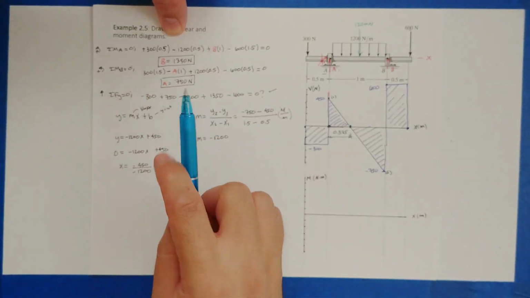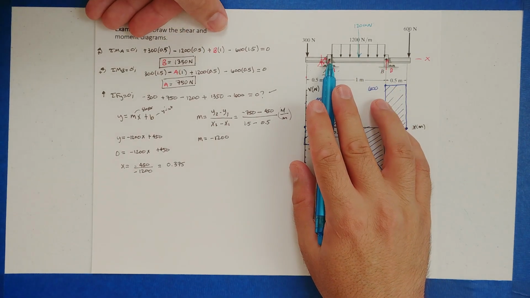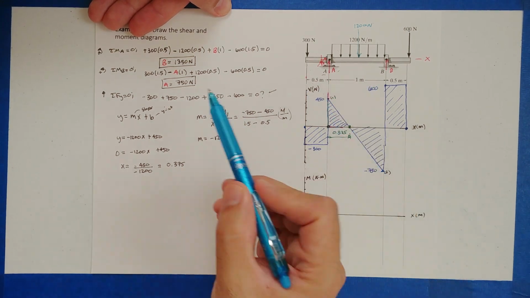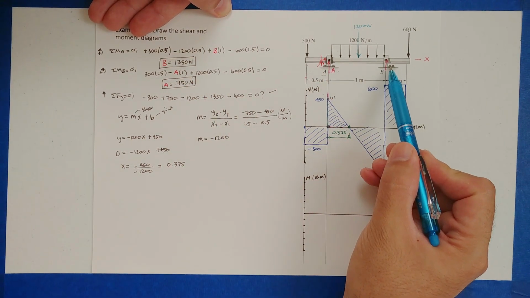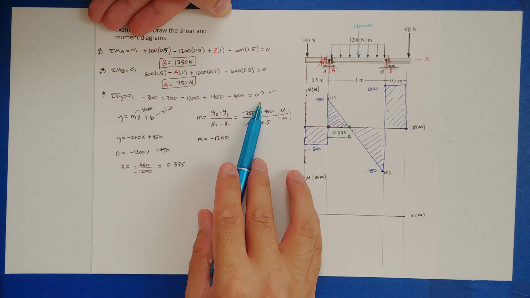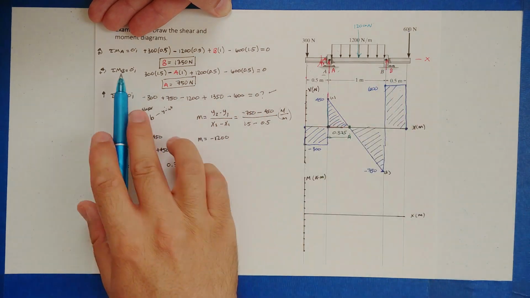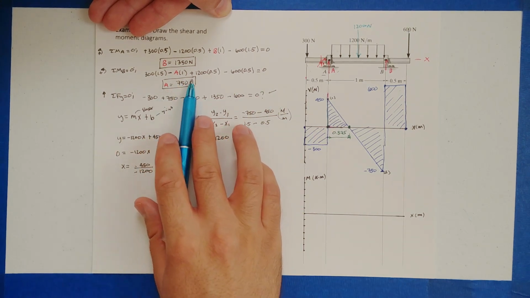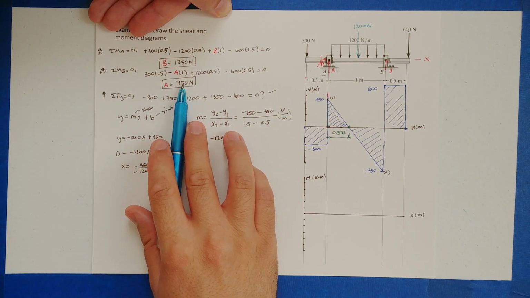Next, we sum the moments at point B here to solve for the reaction force at A. I always like to do that because I like to, as best I can, solve for the reaction forces independently and then use a third equation of equilibrium to check my work. So if you follow along, you can pause it if you like, but here's the equation for the sum of the moments at point B. We were able to solve for a reaction force at A of 750.